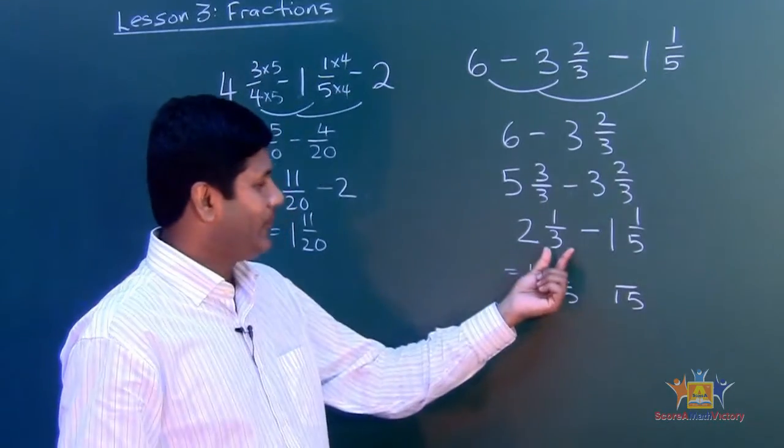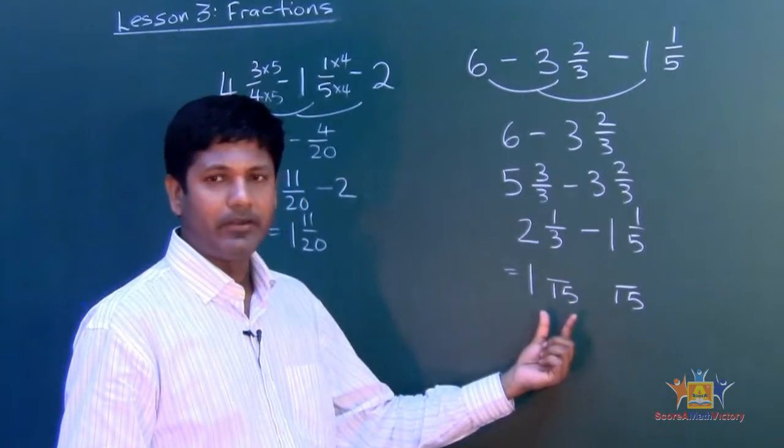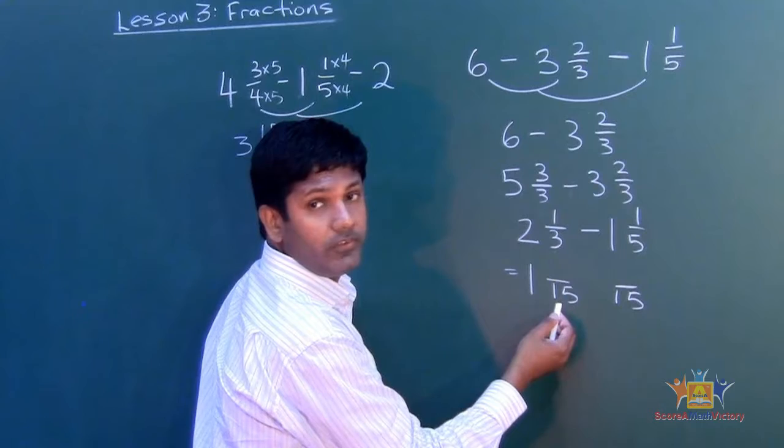All right, so we take 3 and 5. 15 would be the common denominator, because 3 times 5 is 15. So how do I go from 3 to 15?